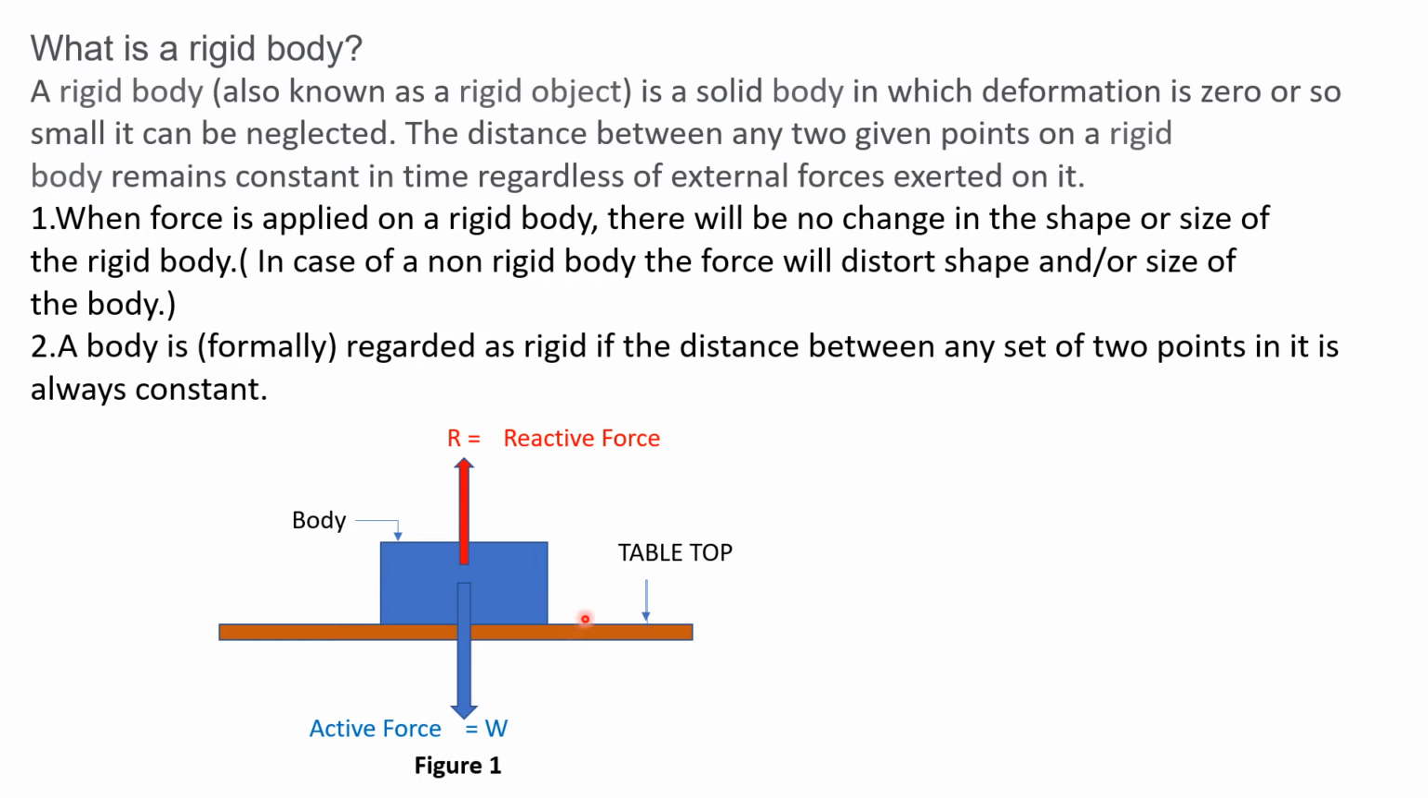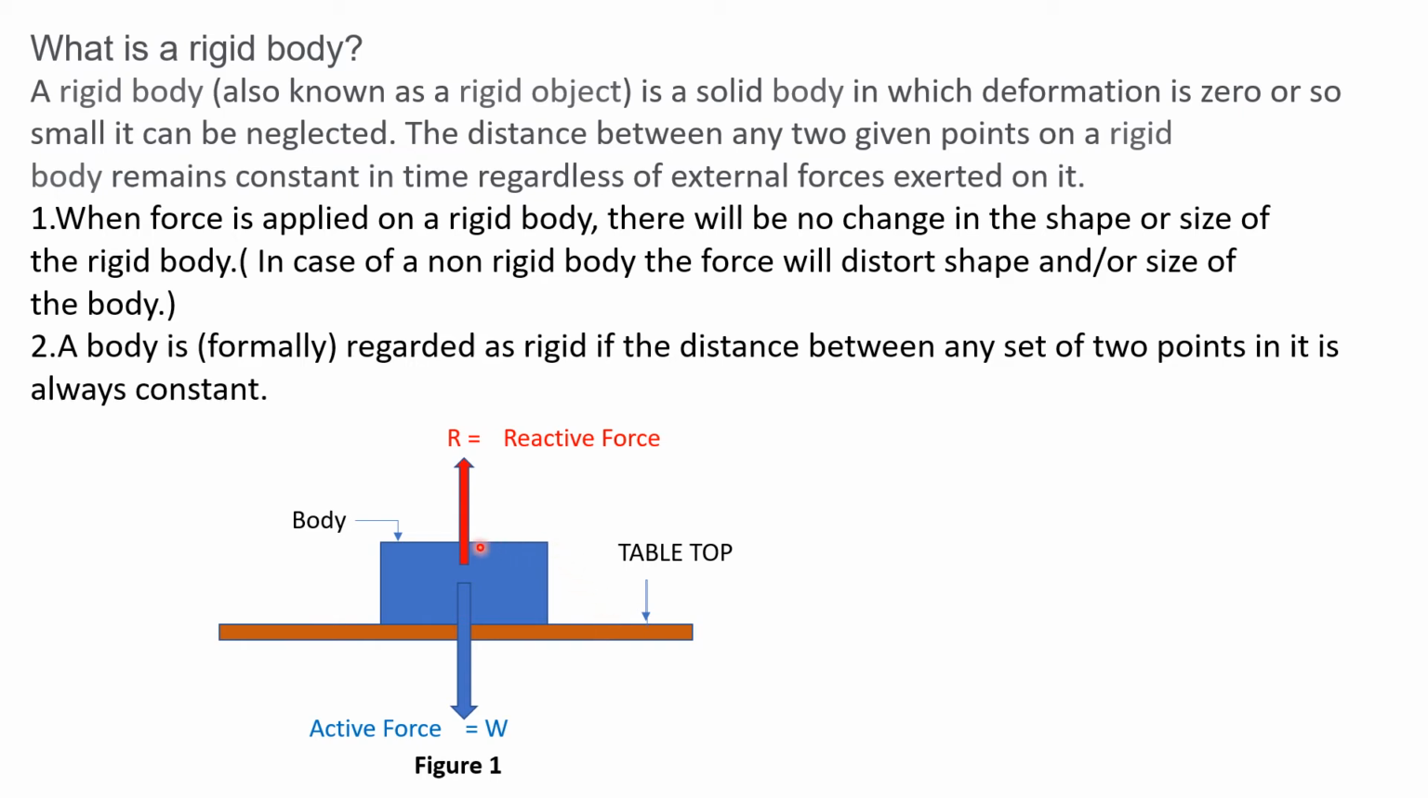Or if I keep a few chalks, say 3-4 chalks, on this table, it is not going to happen that immediately the tabletop will get compressed and there is a change in dimension. Or if I keep some pen or a notebook, nothing is going to happen to this tabletop. So I can say that this tabletop is a rigid body.